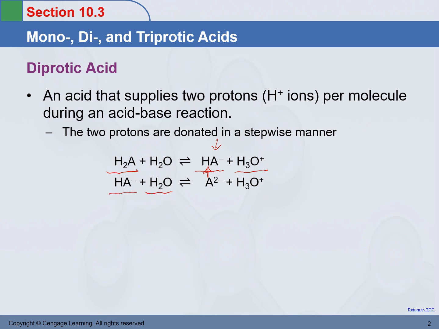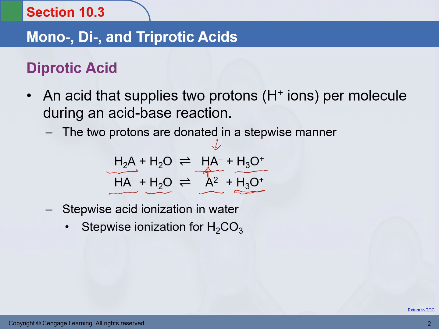So HA minus, after donating another proton, becomes A2 minus, missing a proton now. The proton, where did it go? It went to the water molecule. Water becomes hydronium ion again. All right, again, this is the generic stepwise ionization process for a diprotic acid. We are going to practice this stepwise ionization process for a diprotic acid, carbonic acid.